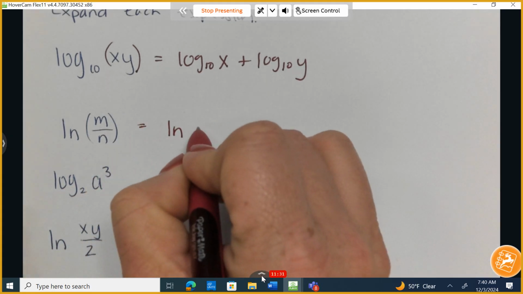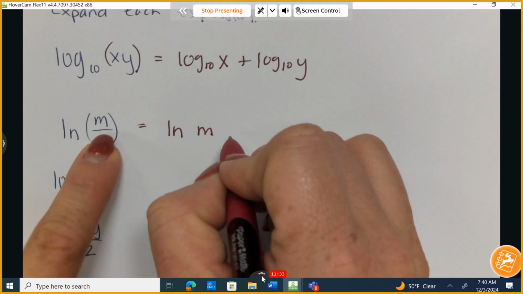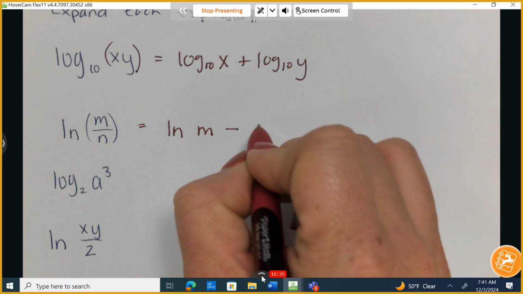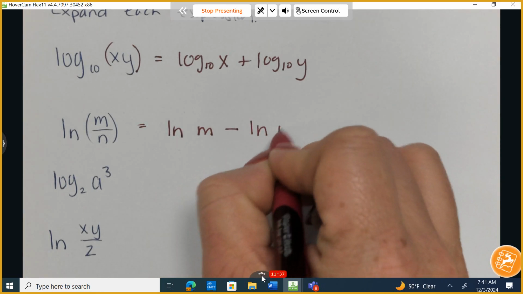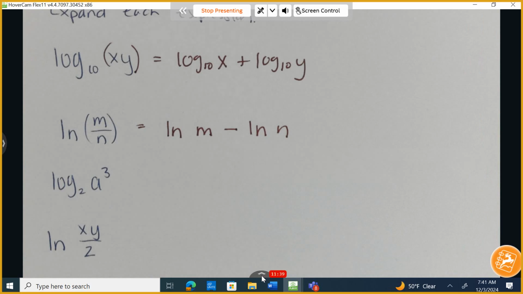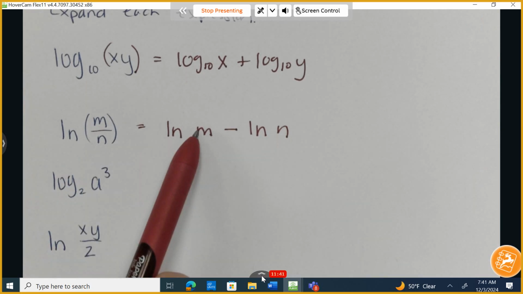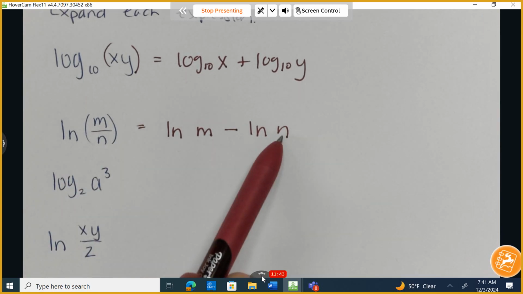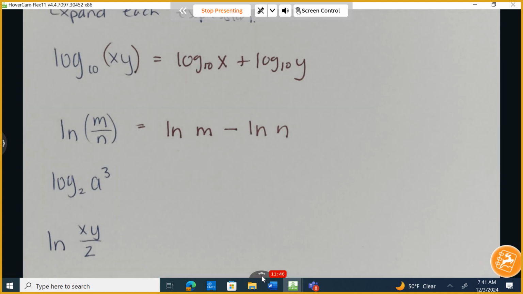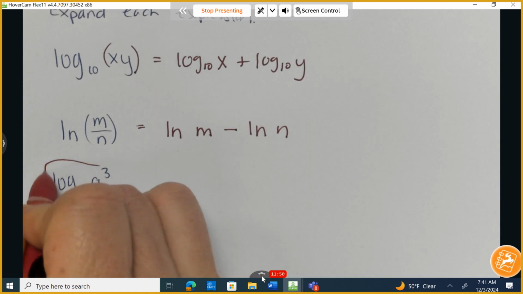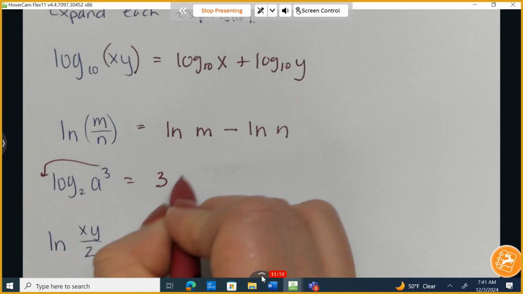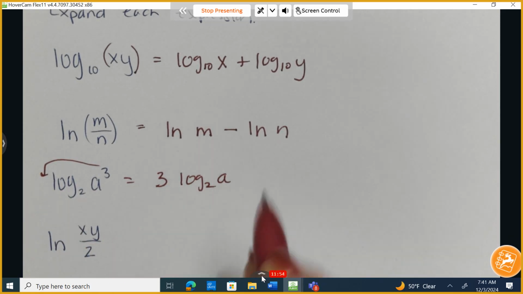So ln of m, again division, when we expand it, turns into subtraction. Subtract ln of n. The one thing to remember here is that your numerator will go first, followed by the denominator. This third example is just like the third property. We're going to take the 3 and we're going to throw it in front. So 3 times log base 2 of a.